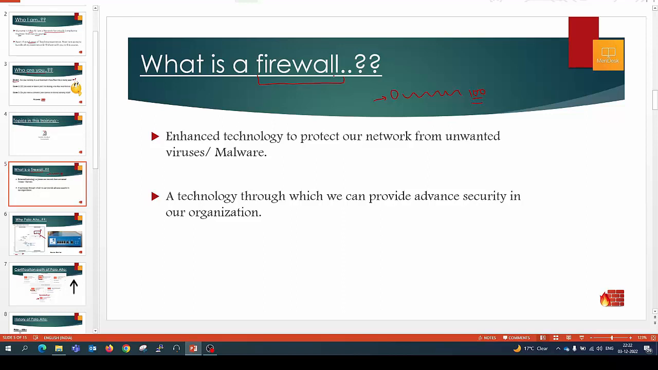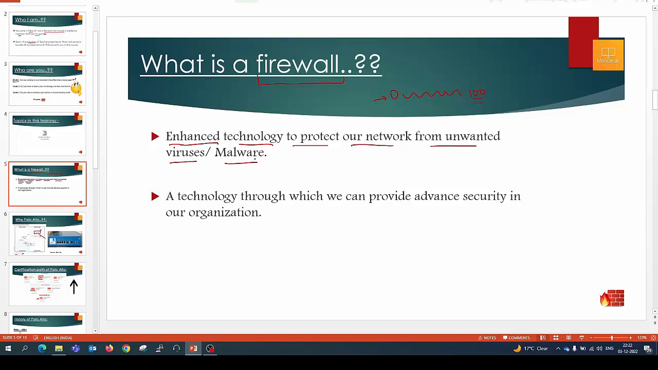Okay, after defining it, let me explain it to you, and then just compare the knowledge you had earlier and the knowledge you have now. Is there any difference between them? Okay, all right. So let's jump in. Let's start. So it mentioned it's an enhanced technology to protect our network from unwanted viruses, malwares.